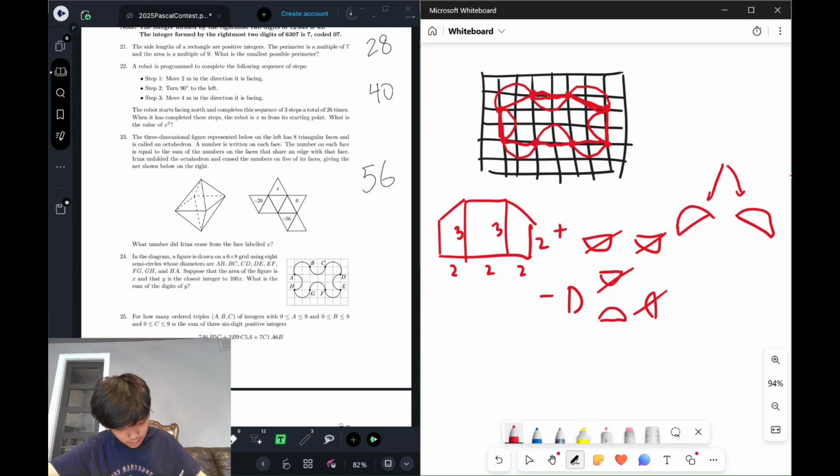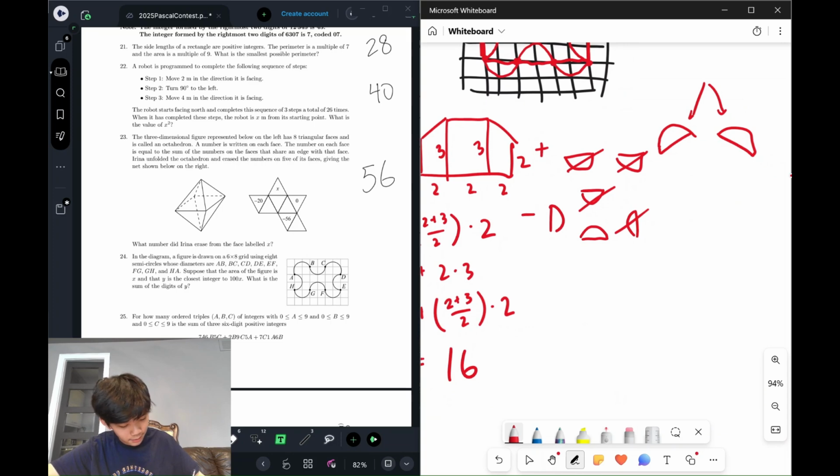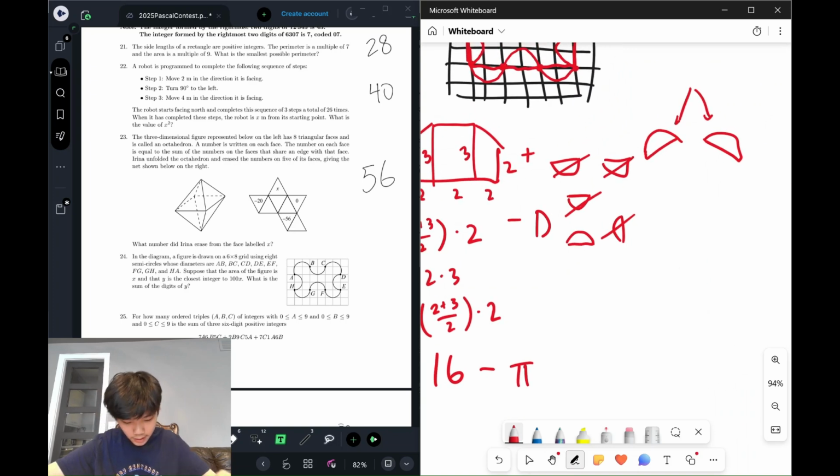The area of this is going to be (2 plus 3) over 2 times 2, plus 2 times 3, plus (2 plus 3) over 2 times 2. That's going to be 5 plus 6 plus 5, which is 16. Now we need to subtract out these two semicircles. Know that they can combine to form one circle with radius 1. That's going to be pi. 16 minus pi.